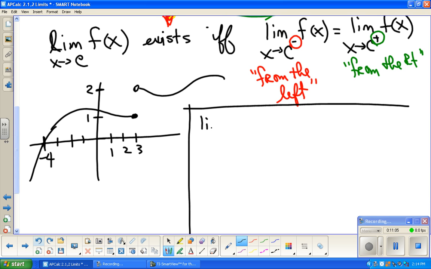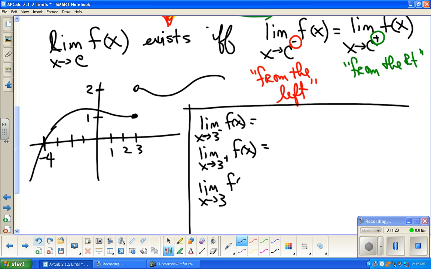Okay, limit as x approaches 3 from the left. Three from the right. As x approaches 3. And what is f of 3? Okay, one question at a time.